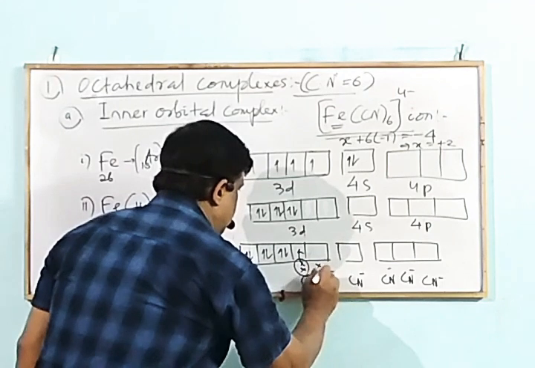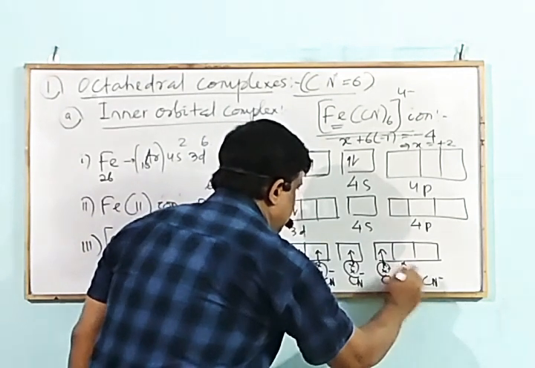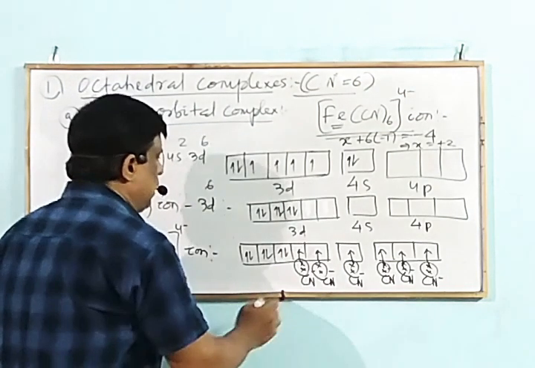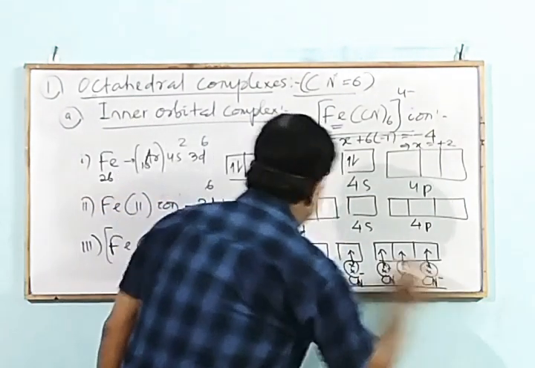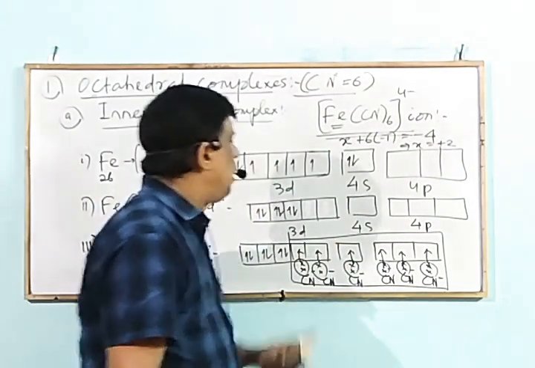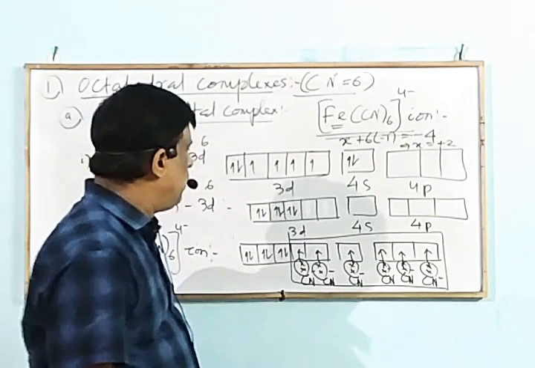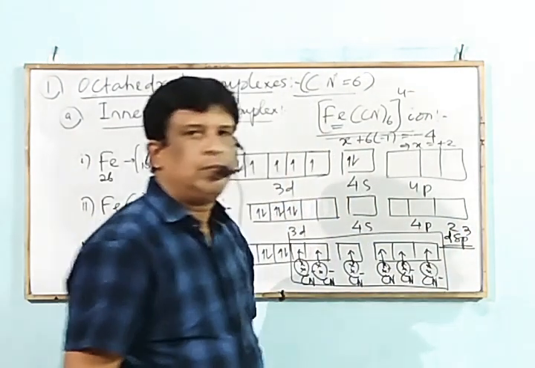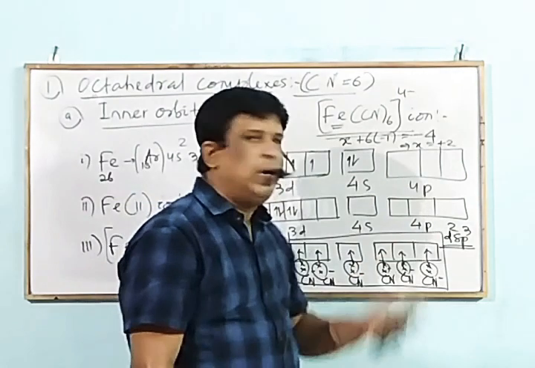Each ligand donates a pair of electrons. So 2 types of symbols are there, mark that. This one is for metal atom electrons, this one is for ligand electrons. So from this it is clear that 2 3d orbitals, 1 s orbital and 3 p orbitals, the 4p orbitals, get hybridized, resulting in the formation of d2sp3 hybridization. As here (n-1)d orbitals are involved, it is known as inner orbital complex.